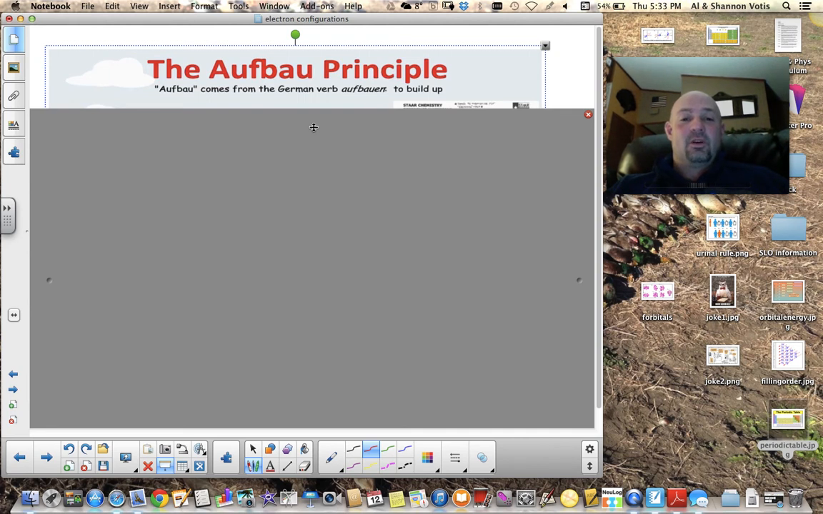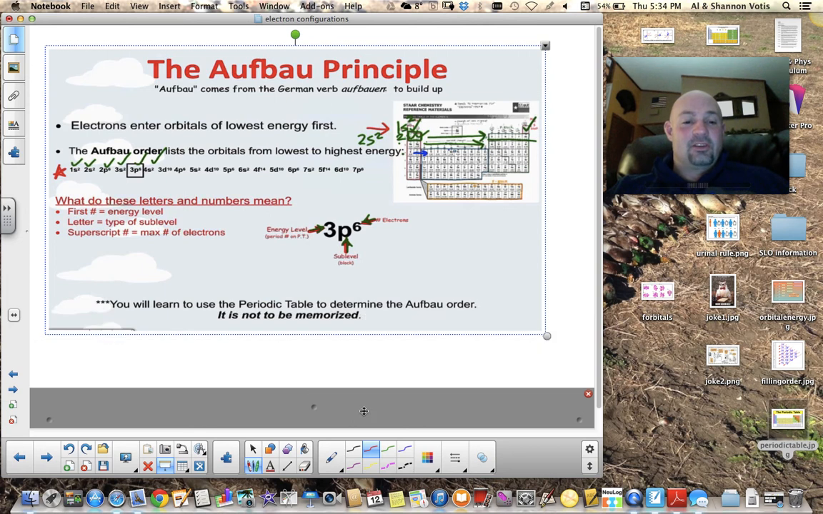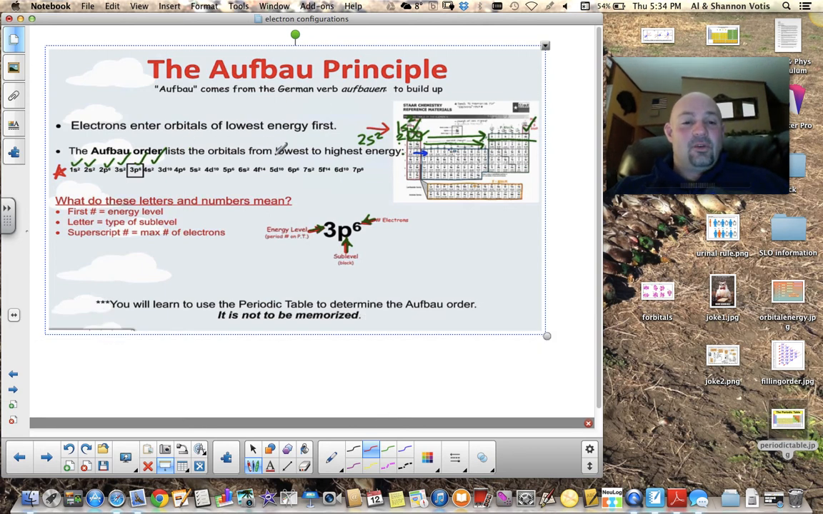Again, it comes from the word Aufbau and means to build. And electrons enter the lowest energy orbitals first. We list the orbitals from lowest to highest energy. That's what that chart did in the last page. And if we look at these numbers, you see this 1s2, 2s2, 2p6, and so on and so forth. Those numbers have a particular meaning. The first number is your energy level, what energy level you're at, how far from the nucleus. This letter is your orbital. And then the number as a superscript is how many electrons are currently in that orbital for that atom.